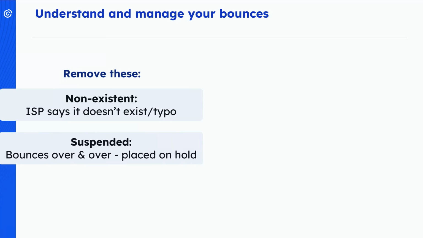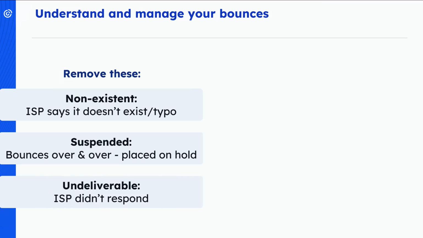Sending an email to the same non-existent addresses over and over can poorly impact your delivery rate. To help with this, addresses that consistently bounce as non-existent are placed on an internal hold to prevent sending to them again. The last type that we recommend to remove is called undeliverable, which is basically like a busy signal.